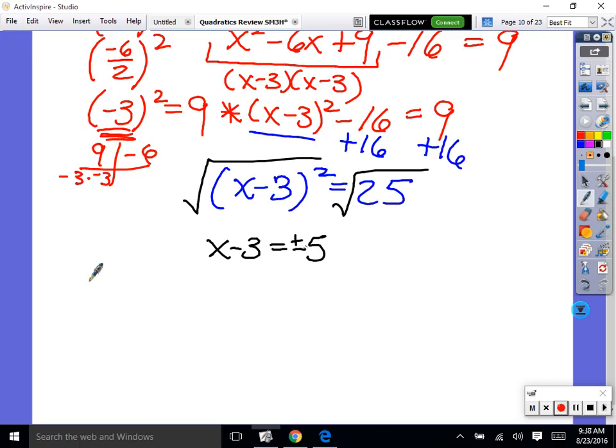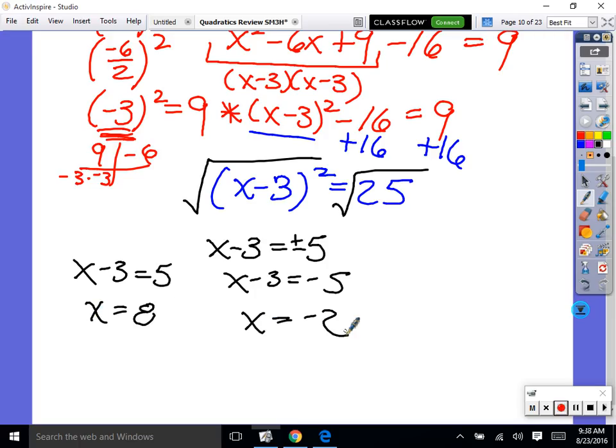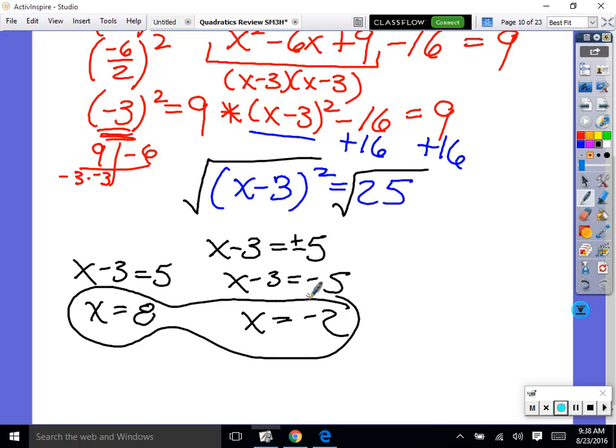Then we split it apart. X minus 3 is equal to 5. X minus 3 is equal to negative 5. We solve for x in each case. Add 3, x is equal to 8. Add 3, x is equal to negative 2, right? There's our 2 solutions, but did you see why we would choose factoring over that method? Because that was unnecessary hardness, right? I was just reviewing with you.